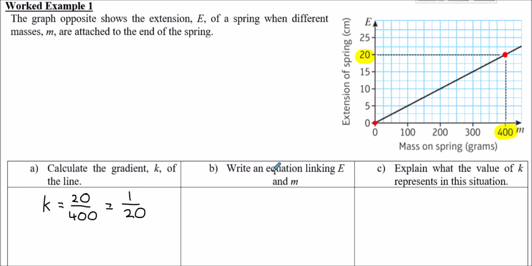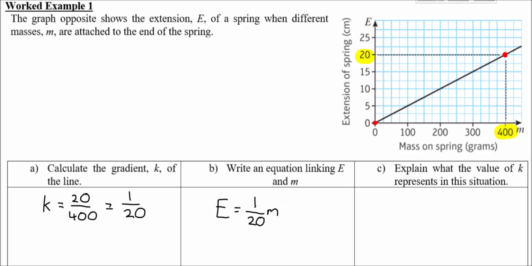Part B, dead easy. Write an equation linking E and m. So this is a straight line graph, so it's like y equals mx plus c, but just c is going to be 0 because it goes through the origin. So it's just a case of y, if you like, which is actually capital E, equals mx, where m is the gradient, but only here it's k. So gradient multiplied by the x variable, which is m. Or we could put e equals m over 20, either or.